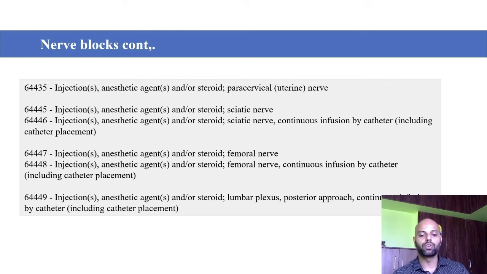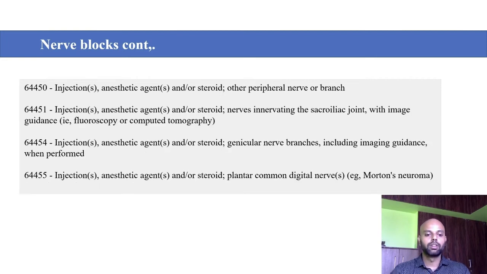CPT 64449 is for the lumbar plexus, posterior approach, continuous infusion by catheter. CPT 64450 is for other peripheral nerve or branch. CPT 64451 is for nerves innervating the sacroiliac joint with imaging guidance. 64454 is for genicular nerve branches, including image guidance when performed. 64455 is for plantar common digital nerves.